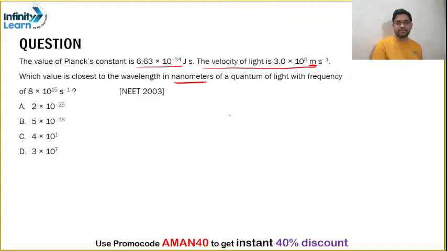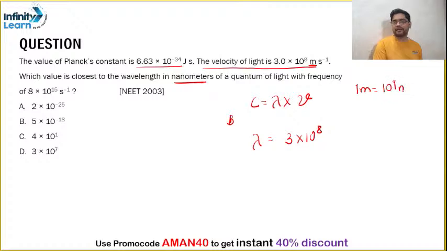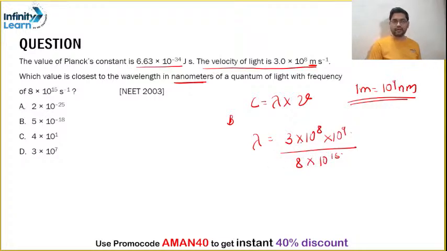The velocity is how much? c is equal to lambda times nu. What we need to calculate is again lambda. That is 3 into 10 raised to 8 meter per second, and we know that 1 meter is 10 raised to 9 nanometers. So I can multiply by 10 raised to 9 as well, whole divided by 8 into 10 raised to 15. Okay, clear?